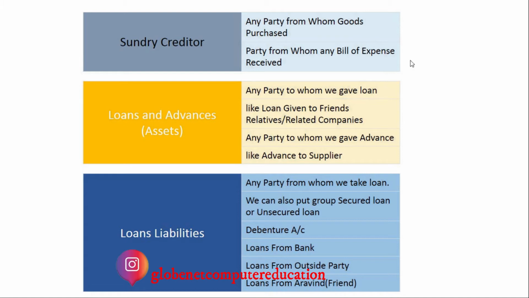Then we have loan liabilities. Any party from whom we have taken a loan, it can be in a secured or unsecured way. A secured loan, you can say, is a loan from a bank, and in an unsecured way you can say a loan from relatives or friends.